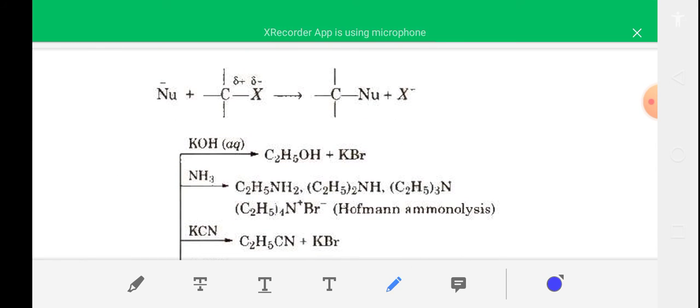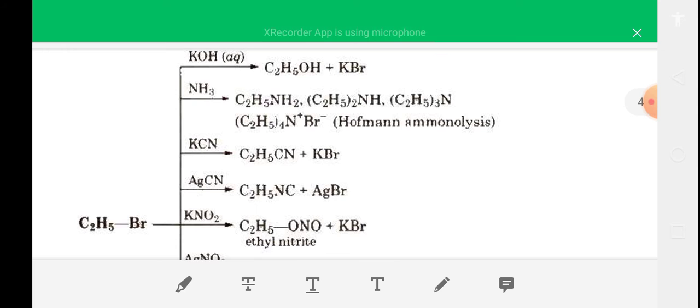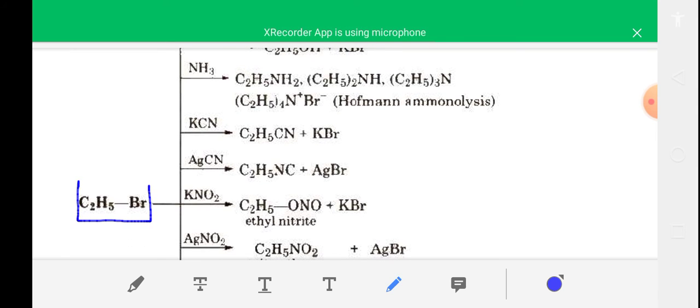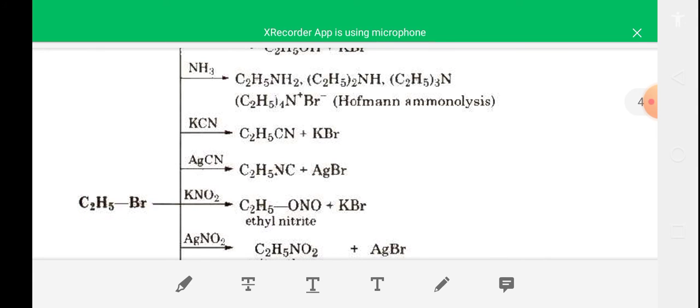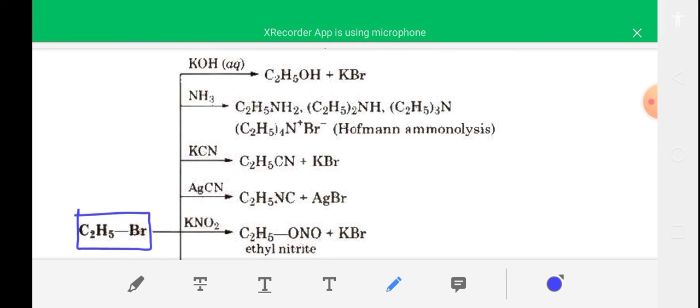Nucleophile will react with the alkyl halide, and nucleophile will substitute the halogen atom from haloalkanes or haloarenes. Okay, and here different types of nucleophilic substitution reaction are given. Substrate is ethyl bromide, which is the haloalkane C2H5Br. Now if you use KOH, the nucleophile will be OH minus, and Br will be substituted by OH group, so you will get alcohol.